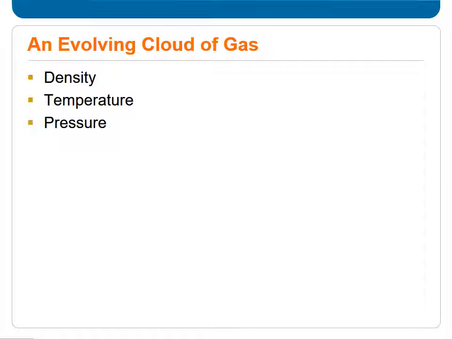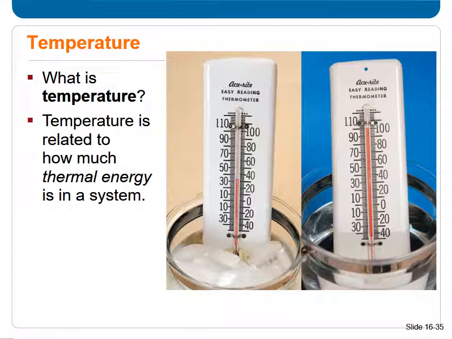The evolution of the density, temperature, and pressure of gas clouds is central to understanding the formation of solar systems. First, these measured quantities will be reviewed. What is temperature? Temperature is a measure of how hot or cold something is. From the physics point of view, temperature is related to how much thermal energy is in a system. In a very practical sense, temperature is what we measure with a thermometer.